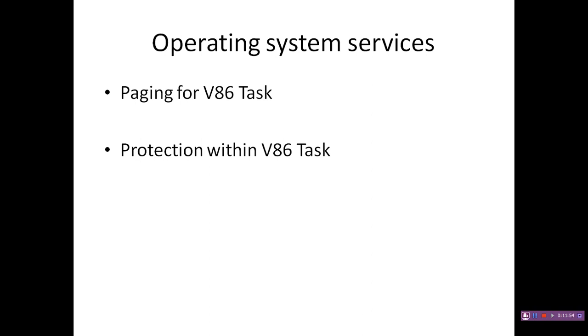Fourth, to share 8086 OS code or ROM code that is common to several 8086 programs that are executing simultaneously. And last, to redirect or trap references to memory-mapped IO devices. The second one is protection within V86 tasks. The second service provided by the operating system to V86 tasks is to protect the system software that runs in V86 tasks from the 8086 program.